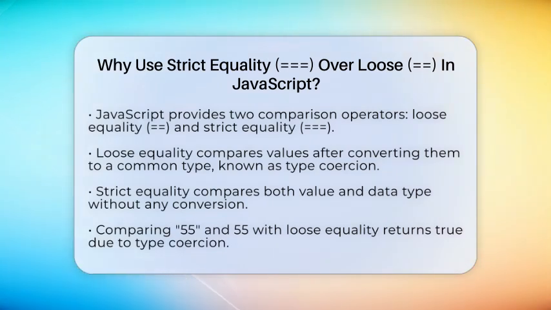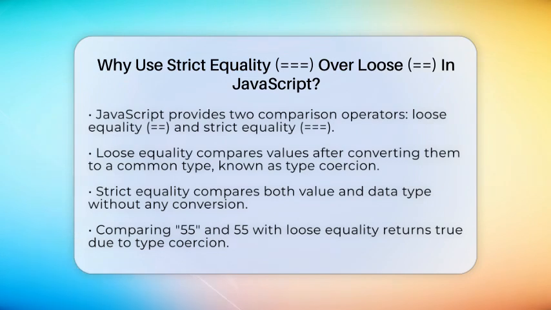Let's find out. In JavaScript, there are two ways to compare values. One is loose equality, which uses double equals signs. The other is strict equality, which uses triple equals signs. Loose equality compares two values after converting them to a common type. This process is called type coercion.